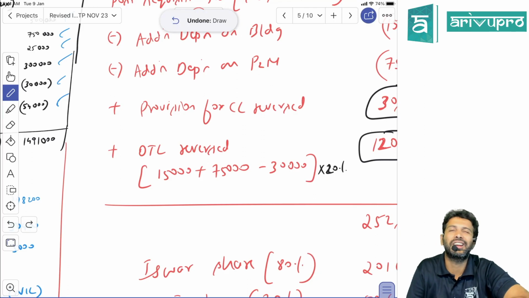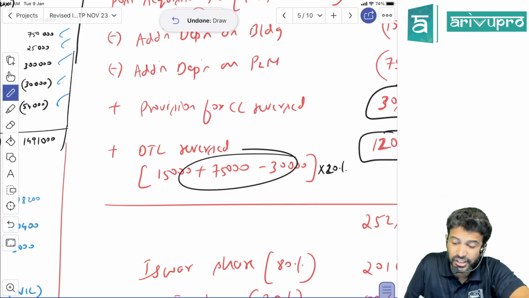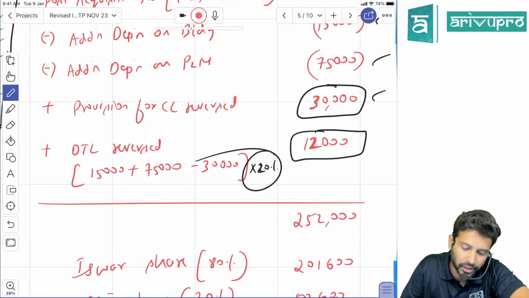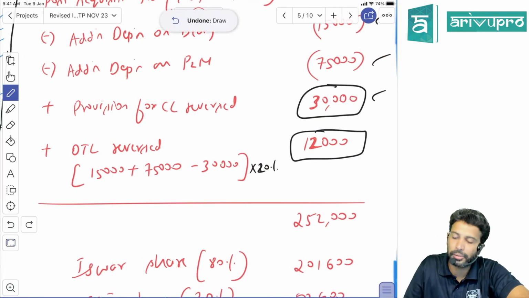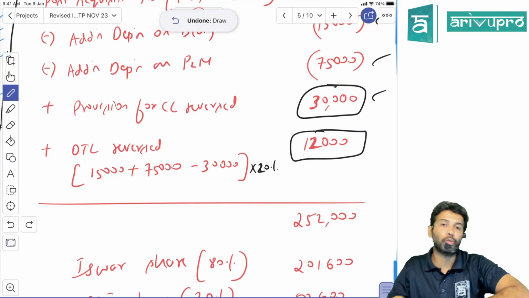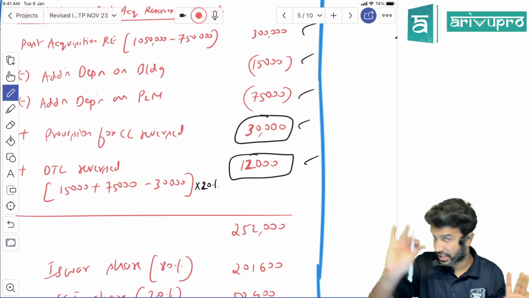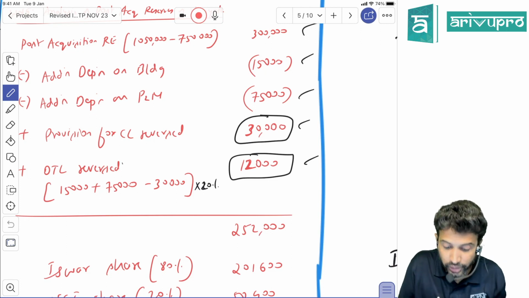So 90 minus 30 is how much? 60,000. This is the difference. We take the difference and multiply it by the tax rate. Tax rate is still how much? 20%. So 20% of 60,000 will be 12,000 rupees. So this is your deferred tax liability reversal, not creation. You already created it. Now we need to reverse it.